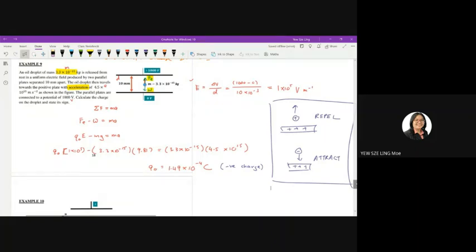So if you have something moving with constant velocity or at rest, remember summation F is equal to 0, you apply Newton's first law. If you have a particle moving with acceleration, then you apply Newton's second law.